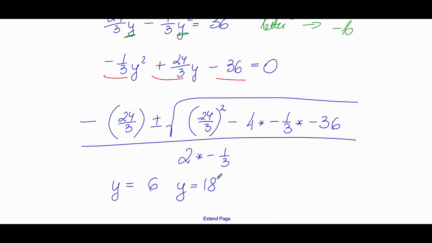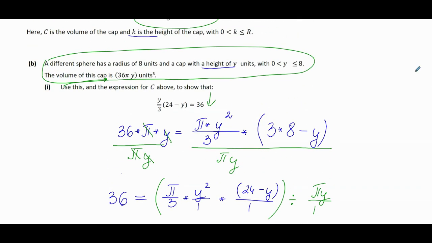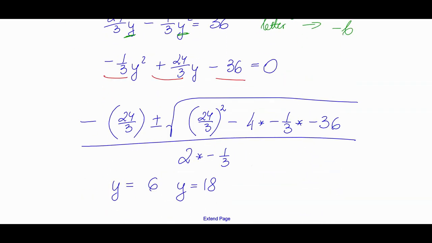What do we need to remember about quadratics, about the minus b formula? We need to check if both answers are applicable in the context of the question. So what were we told about the letter y? And you can see it here in this first part, we were told that y is greater than 0, but at most equal to 8. So 6 fulfills this condition. However, 18 is not an applicable answer in the context of this question.